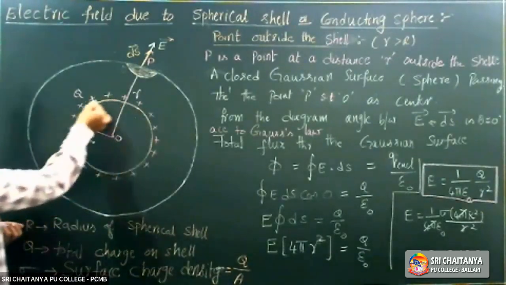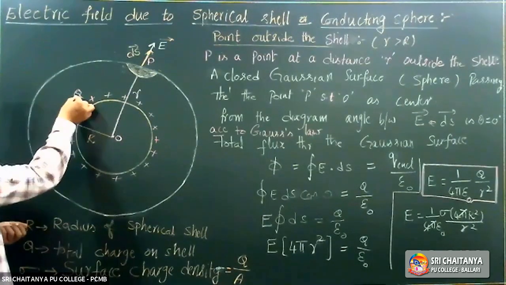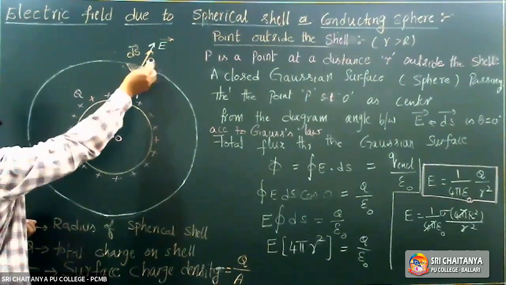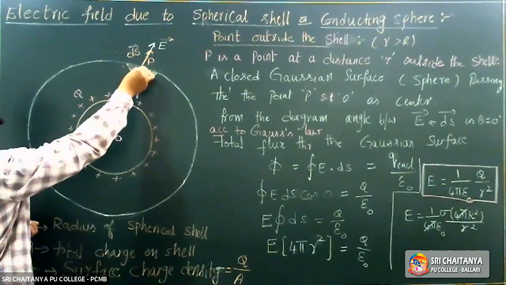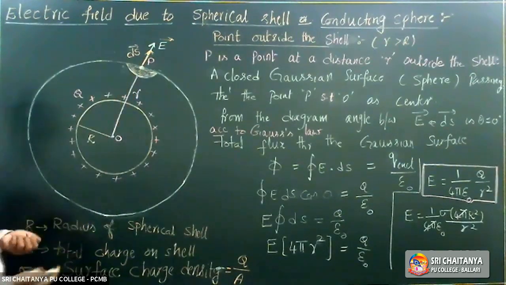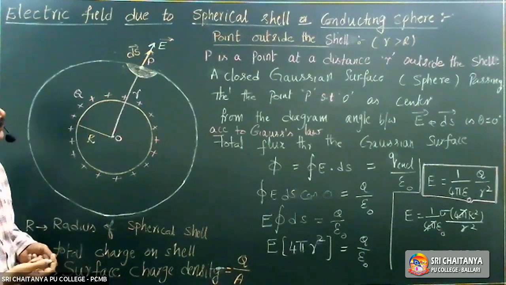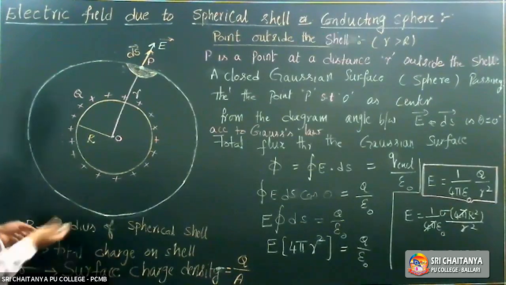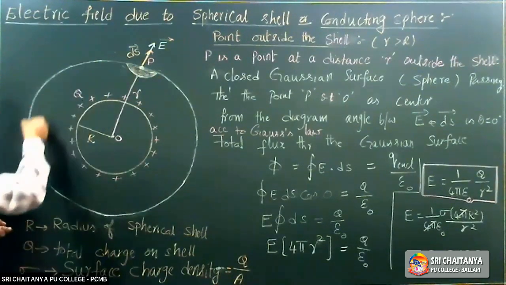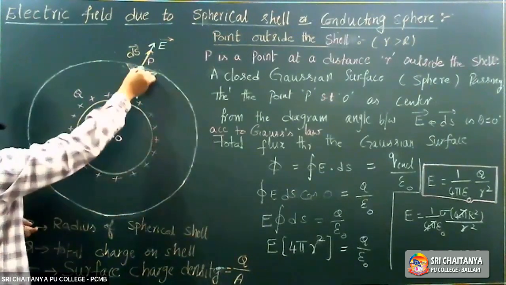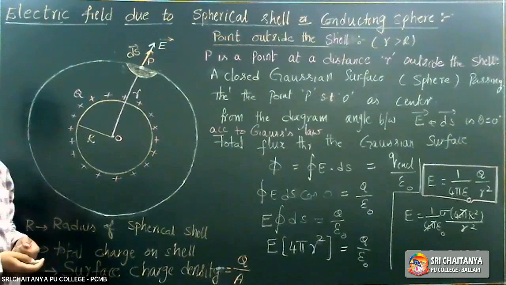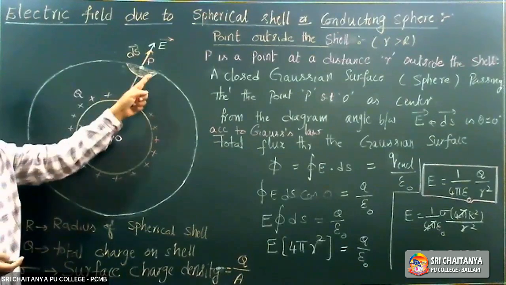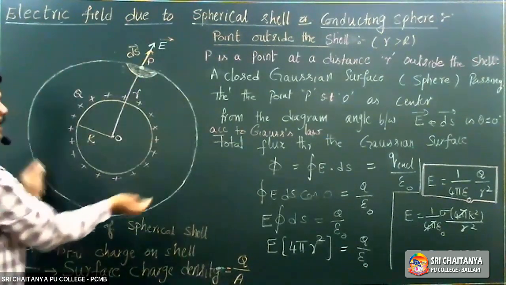So this is a spherical shell. Q charge is given to this. We are asked to find at this point P, which is outside of the spherical shell, what is the electric field? A point outside the spherical shell. For that, what to do? Draw a Gaussian surface passing through that point P. So a Gaussian surface is drawn. How has that Gaussian surface come? Like a sphere. It is also like a hollow sphere.